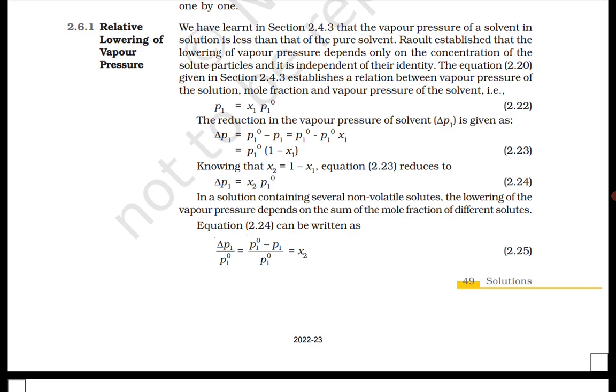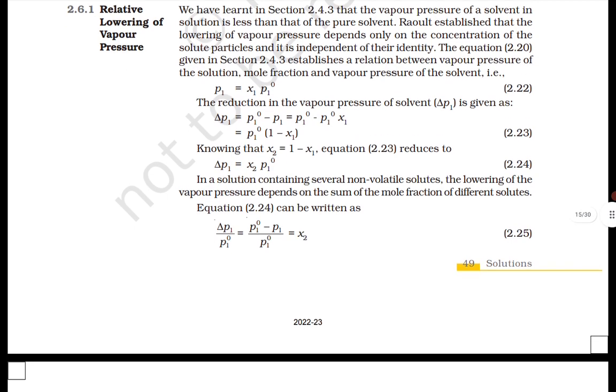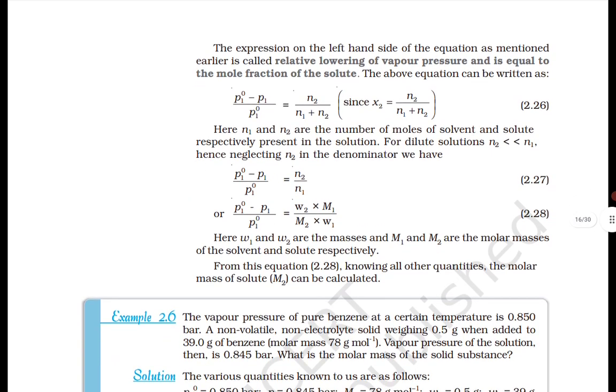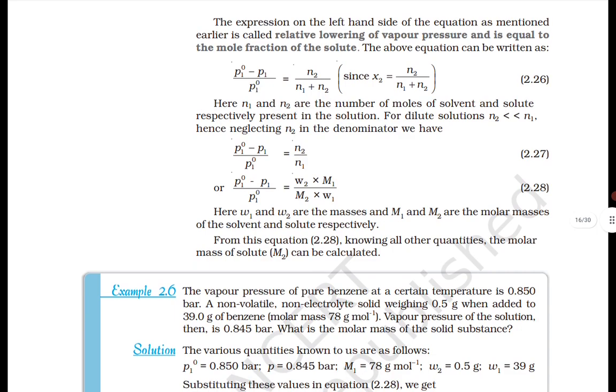Equation 2.24 can be written as ΔP1/P1° = (P1° − P1)/P1° = x2. Equation 2.25. The expression on the left hand side of the equation, as mentioned earlier, is called the relative lowering of the vapor pressure and is equal to the mole fraction of the solute. The above equation can be written as (P1° − P1)/P1° = n2/(n1 + n2), since x2 = n2/(n1 + n2).